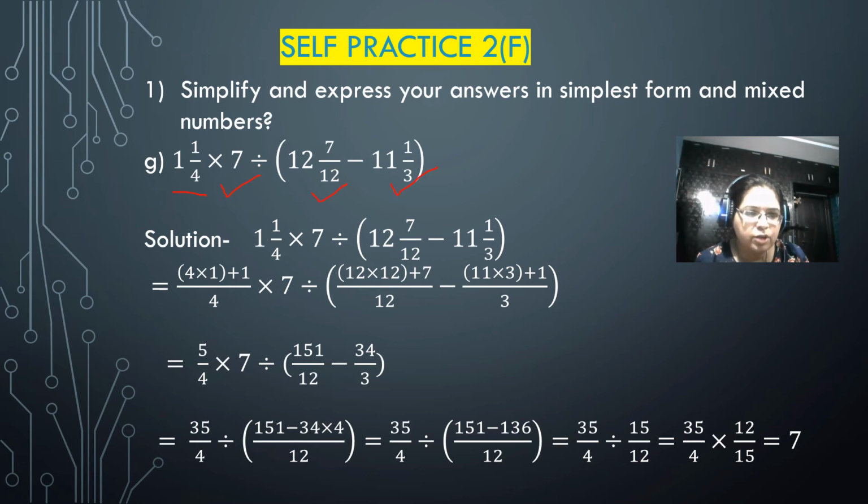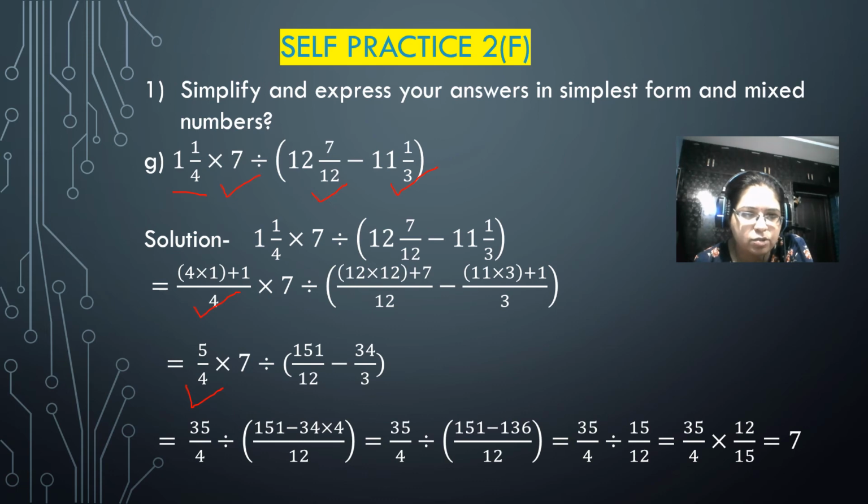Just multiply the denominator 4 with whole 1 plus numerator 1, divided by denominator 4. So 4 multiplied with 1 is 4, 4 plus 1 is 5. 5 divided by 4 is the improper fraction of this mixed fraction 1 1/4. Multiplied with 7, division of 12 7/12.